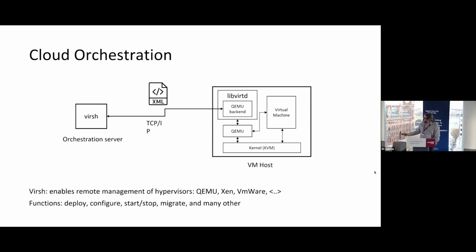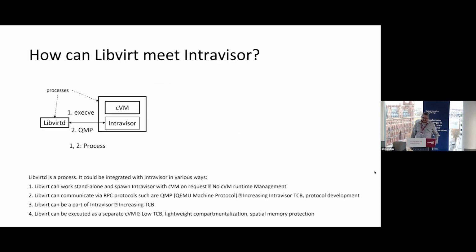On the technical side, it looks as follows. There is the orchestration server on the left side and the VM host on the right side. On the host side, there is a process, Libvirt in our case, though there are many solutions for that. This process takes assignments from the orchestration server as XML requests over TCP/IP, as you can see in this figure. And we want to integrate this with Intravisor, to add orchestration capability to our Intravisor.